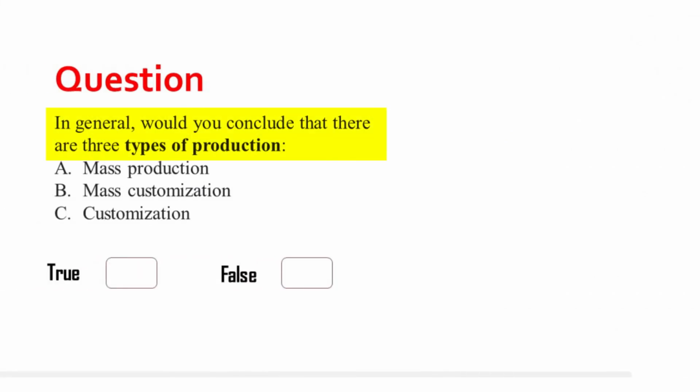Question. In general, would you conclude that there are three types of production? A. Mass production, B. Mass customization, and C. Customization.